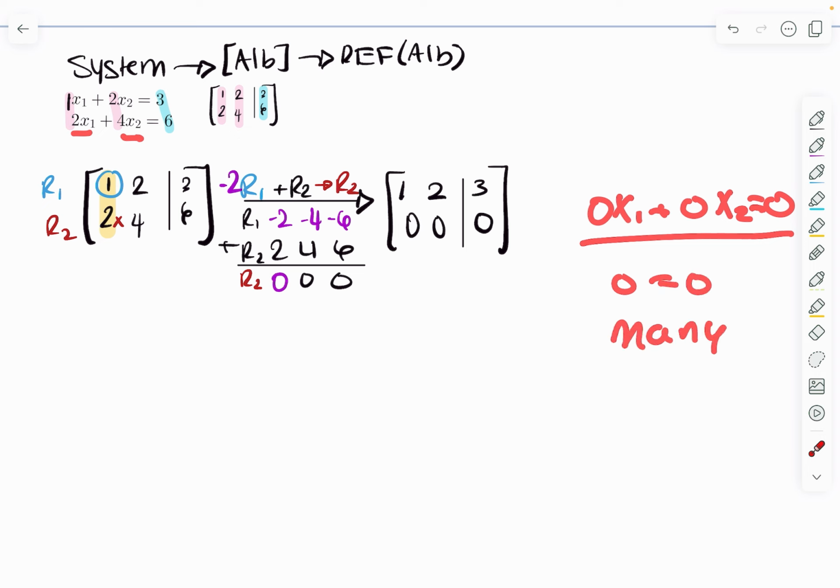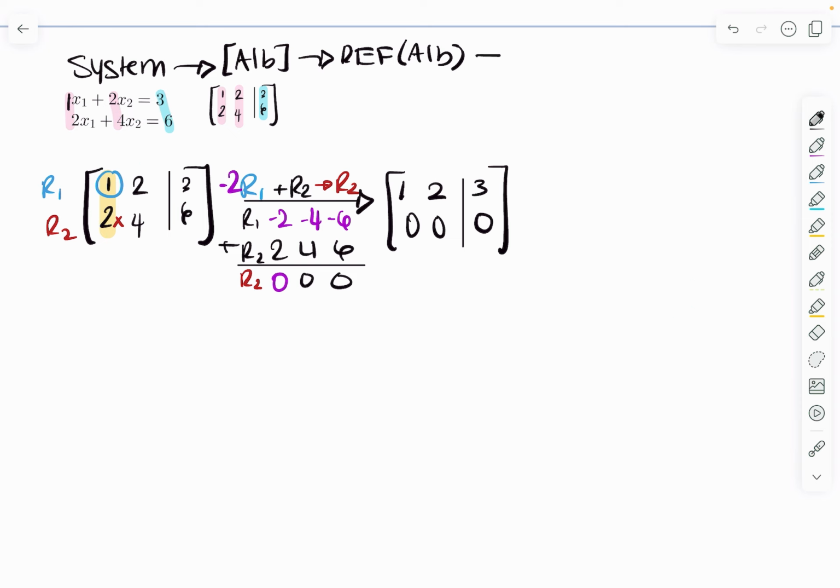And when we see that, that's many solutions. That means that these two lines intersect at many points. So now that you know, you're going to go ahead and keep going to find out what the solutions are by putting it into reduced row echelon form.